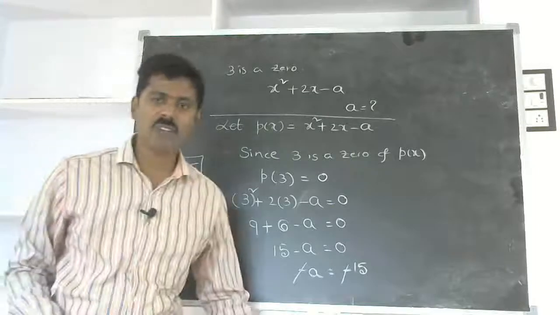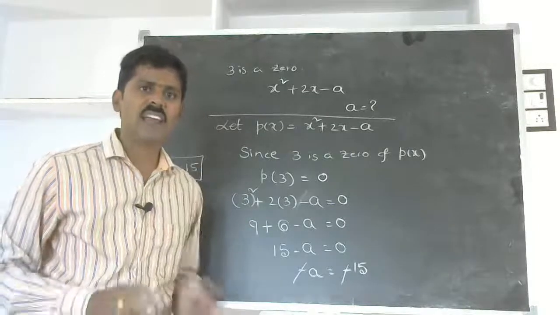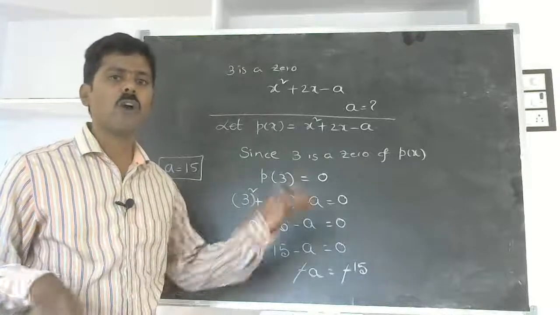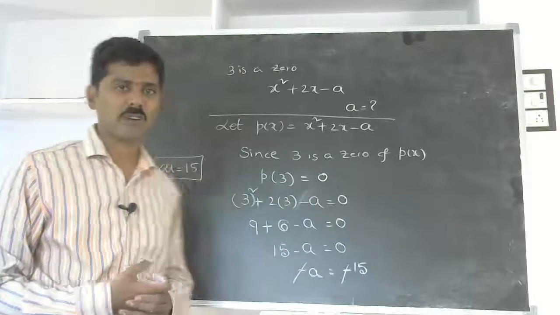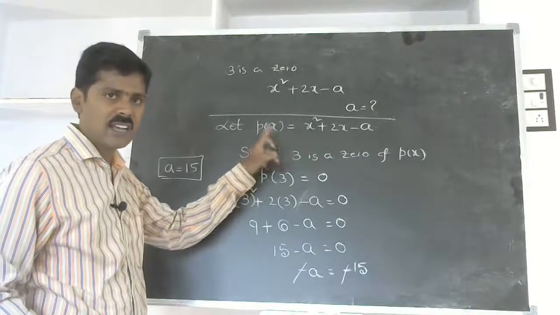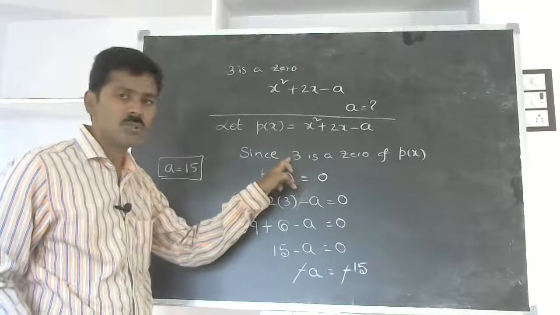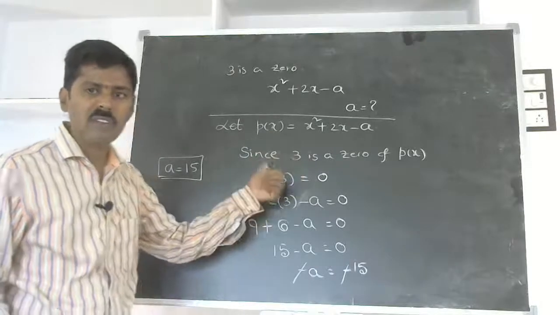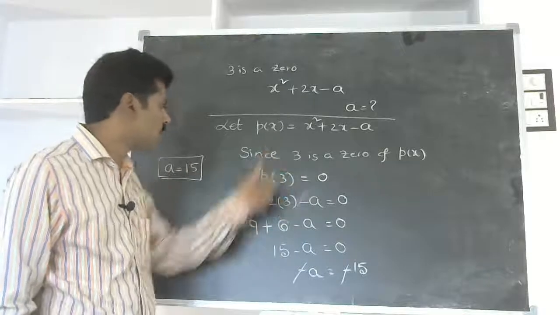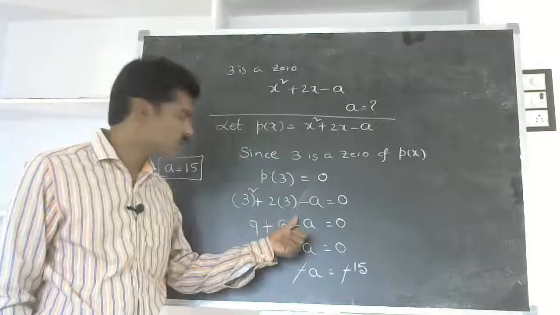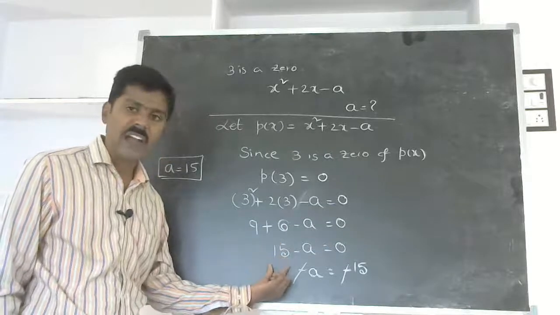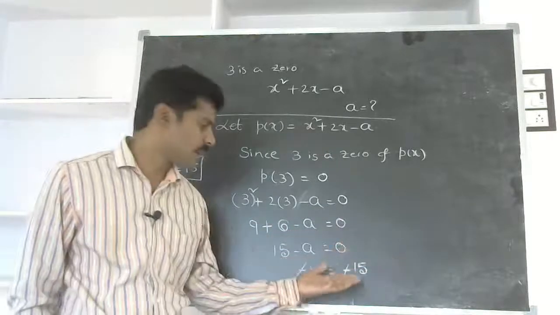Because they have already given the 0 of a polynomial and they are asking for an unknown quantity in the polynomial. The 0 is given, and they asked us to find out an unknown quantity in the polynomial. What did we do? The polynomial can be taken as p of x, and in the place of x I have substituted 3. Why? Because they have given that 3 is a 0 of p of x. So now I substituted in the place of x: 3 square plus 2 into 3 minus a equals 0. Then I got 9 plus 6, 15, and transposing 15 to the other side I get minus 15.